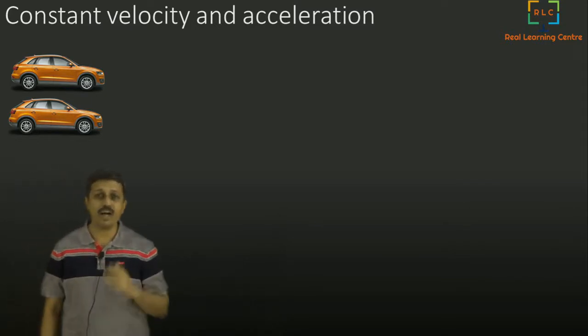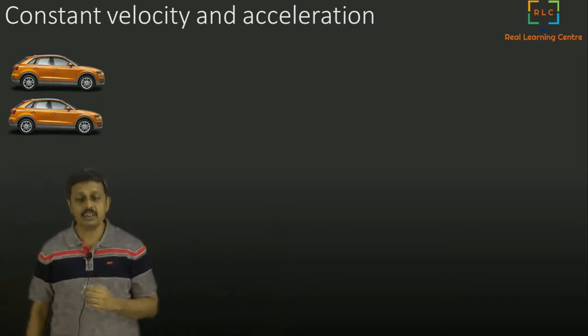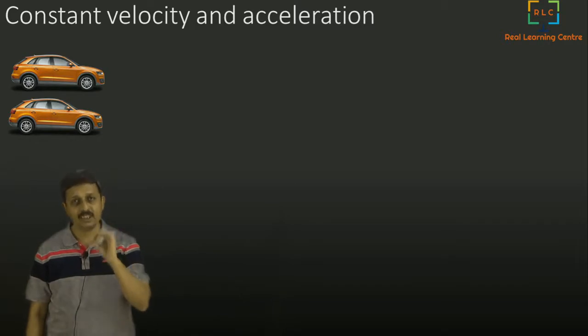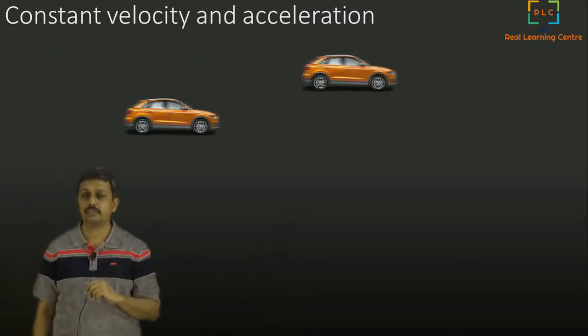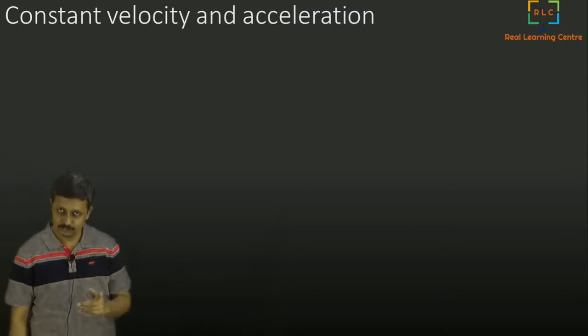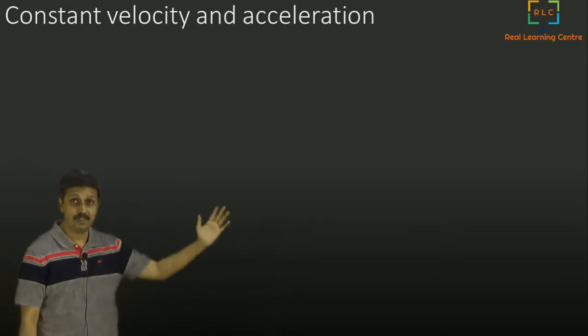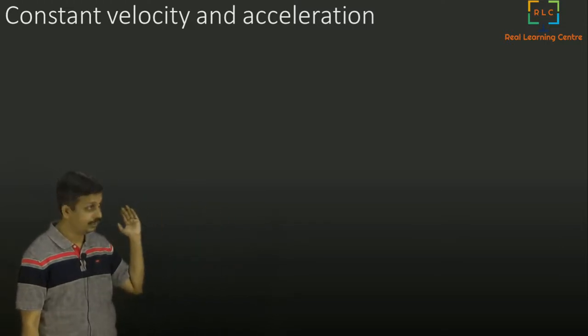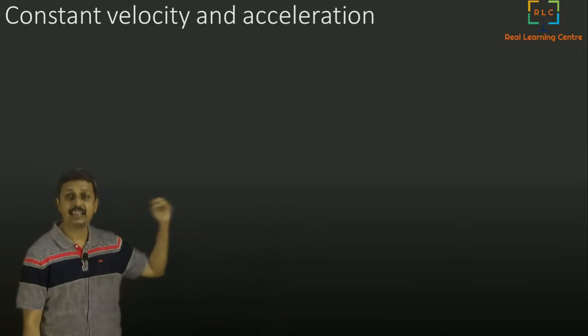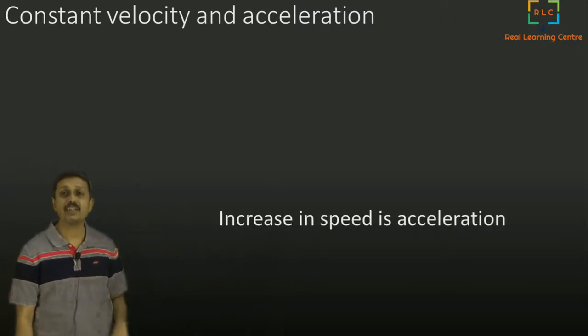So I want you to watch these two cars. Okay, so one of them moves with constant velocity, another one moves with acceleration. So you tell me which is which. Okay, the first one actually moved with constant velocity, second one picked up velocity and it is accelerating. So we call it accelerating. So whenever there is increase in speed, we call it acceleration.